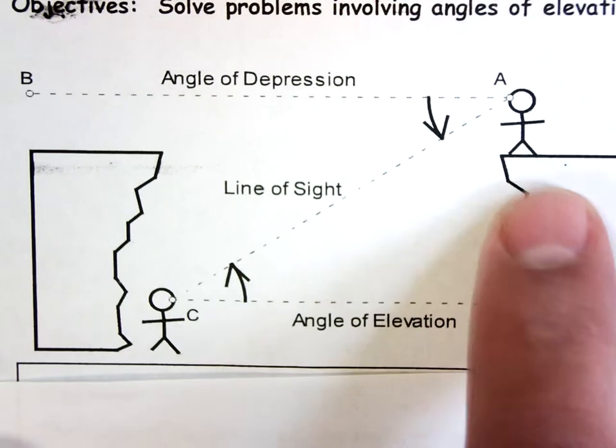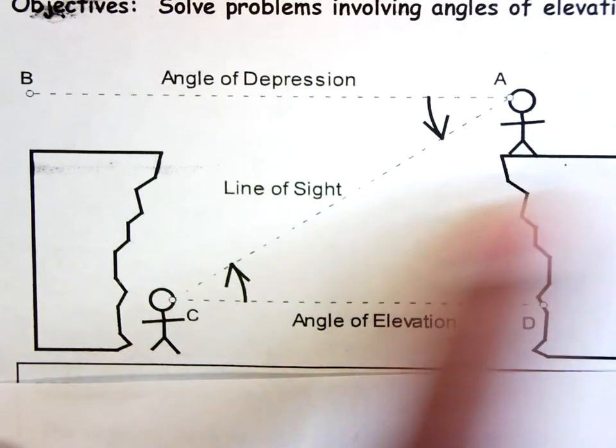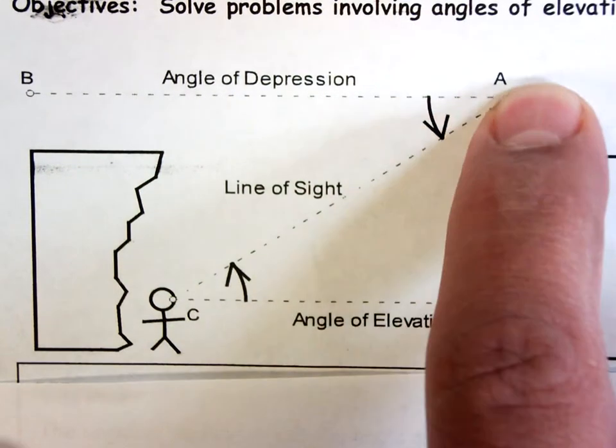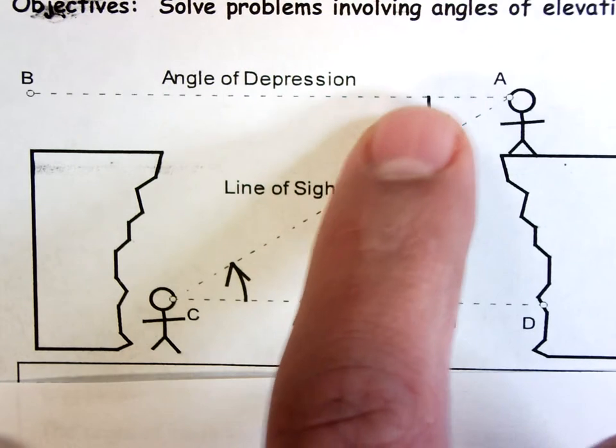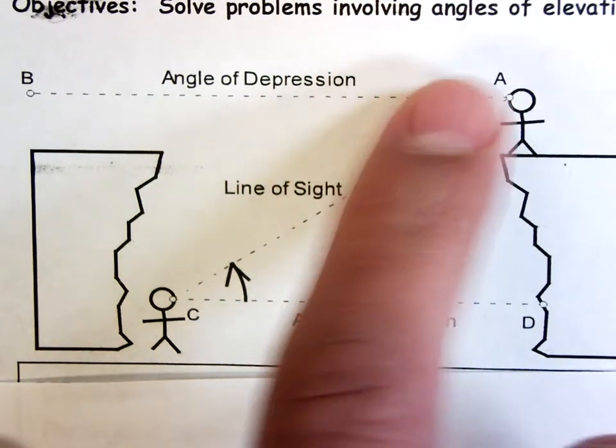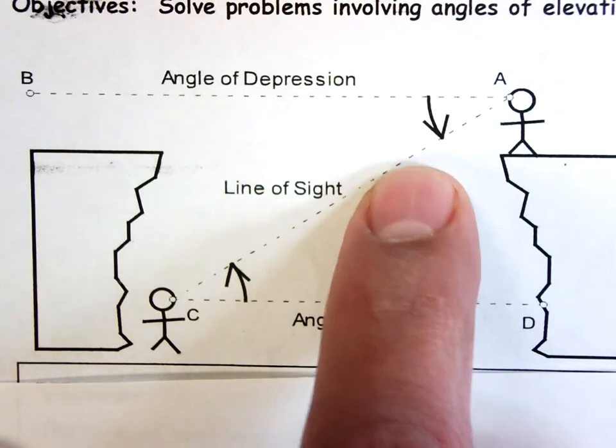Okay? The angle between a horizontal line and the line of sight to a point below the observer is the angle of depression. So there's my guy. He's on top of a mountain or a cliff, whatever. Here is the horizontal where he is straight ahead. This is his line of sight. So the angle of depression is between the horizontal line and the line of sight.